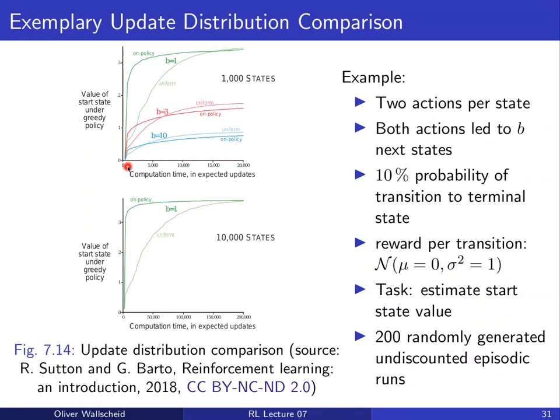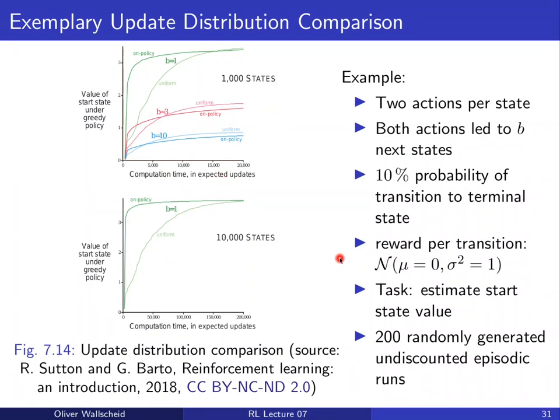And the baseline is that when we follow an on-policy distribution of our updates, so this would be this line for b equals 1, this line for 3, or this for 10, the on-policy distribution is very fast in the early learning; for 10,000 states we can see it even better. It is outperforming the uniform update distribution, especially in the early computational stage. However, depending on the branching factor B and the state space problem dimension, the uniform distribution in the long run will eventually take over because it's preventing biased estimation errors here.